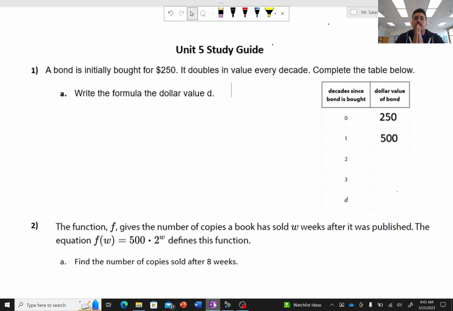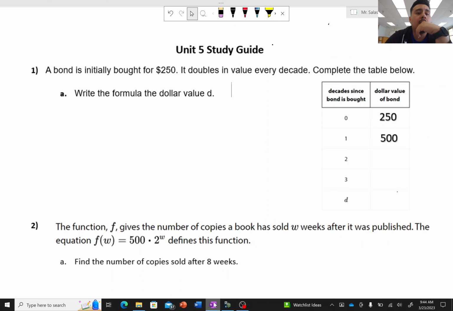We're going to be working with the Unit 5 study guide. We have our test coming up in this next coming week before spring break. And with this study guide, I'm hoping to give you all the right tools to be able to pass this Unit 5 exam. So let's get started.